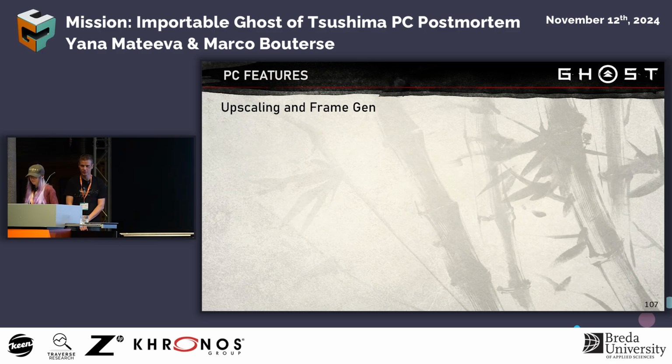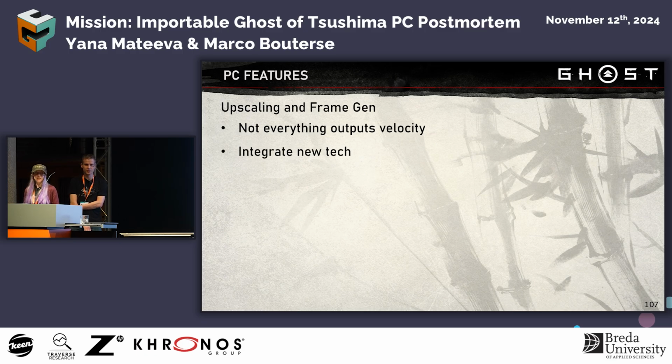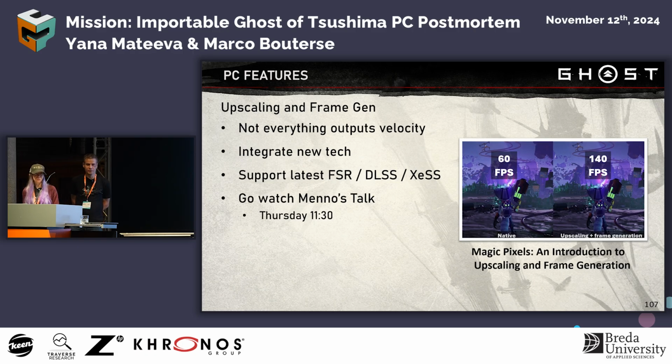On to upscaling and frame gen. Of course, we had some issues with this. Velocities are very important to have correct for these techniques to work correctly, and not everything in this engine was outputting velocity. Thankfully, again, Sucker Punch helped us out. They had already implemented some new tech, which we could integrate, that gave us correct velocities, most importantly for grass. So that was fantastic. And now all that's left to do is support the latest FSR, DLSS, XeSS, and Menno is actually going to explain a bit more in depth about these techniques, but also how we approach them at Nexus on Thursday.